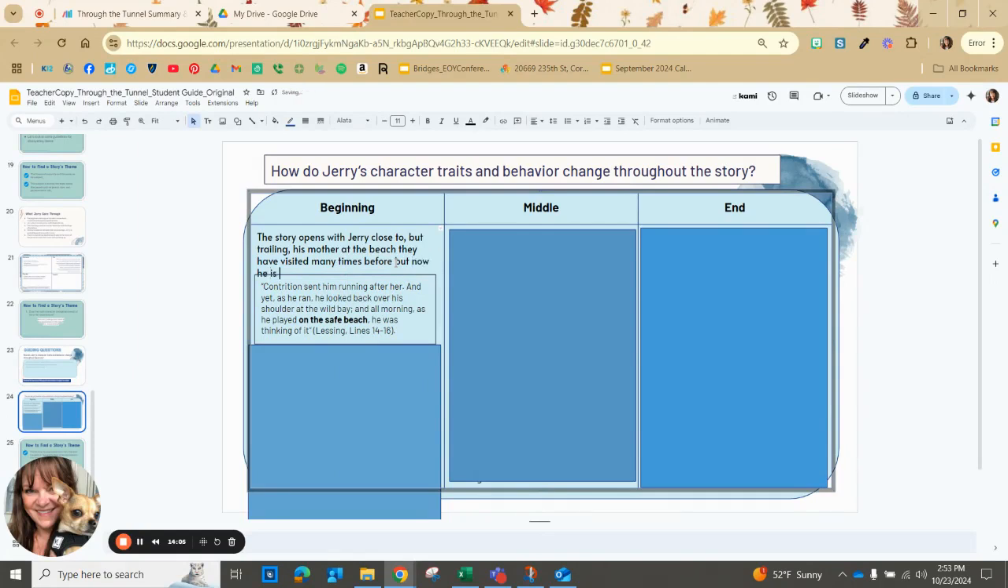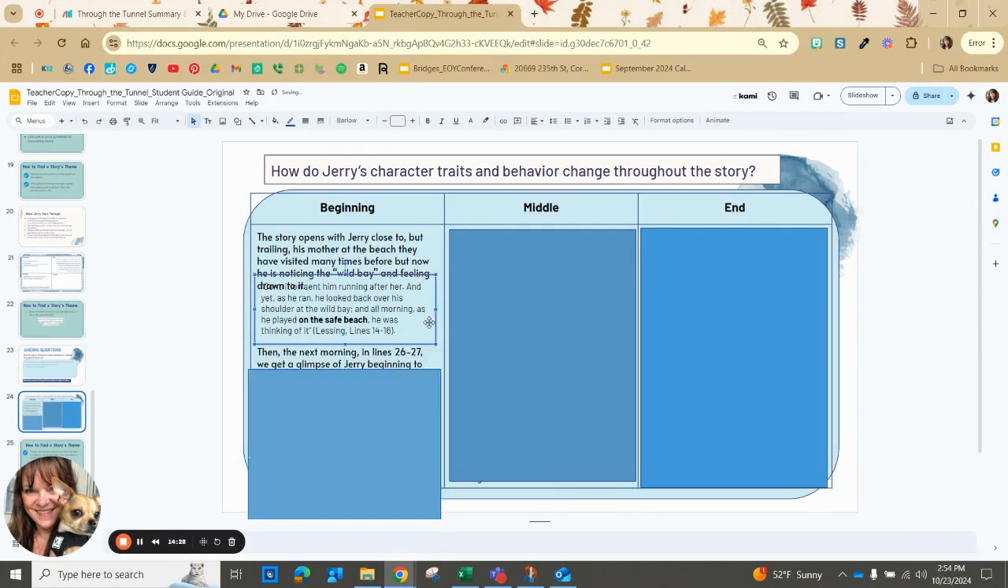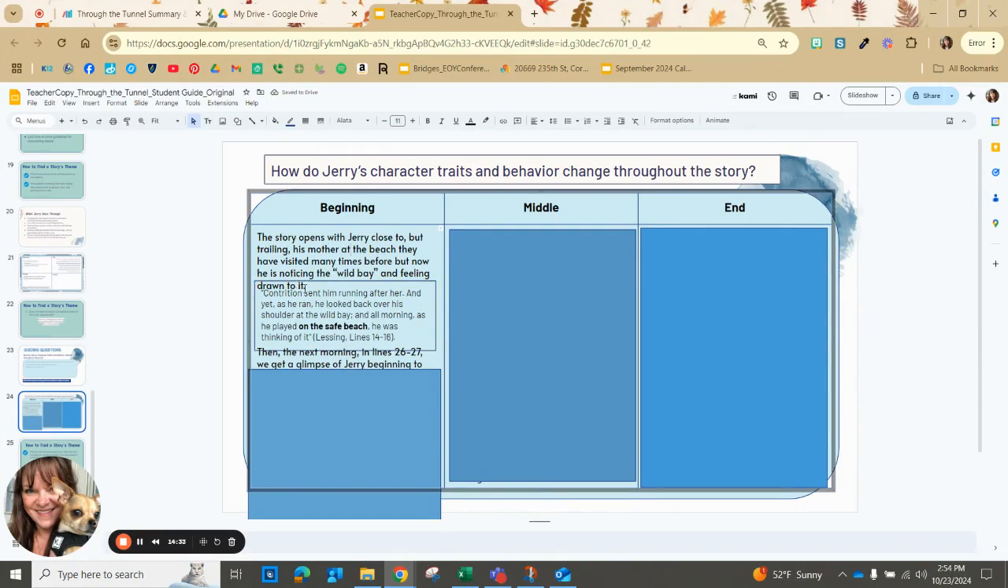So we see him trailing his mother, but now he is noticing the wild bay and feeling drawn to it. We kind of see him feeling drawn to it by where it says, I'm just going to make my font a little bit smaller here so that I can fit it all.